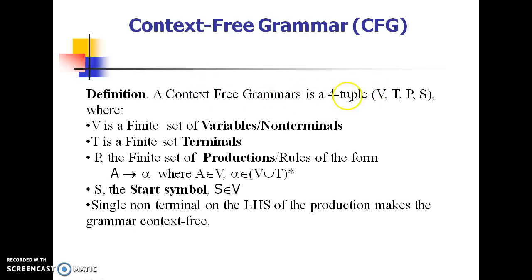A context-free grammar definition has four tuples, V, T, P, S, where V is a finite set of variables or non-terminals, T is a finite set of terminals, also called alphabets, and P is a finite set of productions or rules of the form A giving alpha, where A is a variable and alpha is a string of variables and terminals of 0 or more. S is a start symbol which is a variable. A single non-terminal on the left hand side of the production is what makes the grammar context-free.